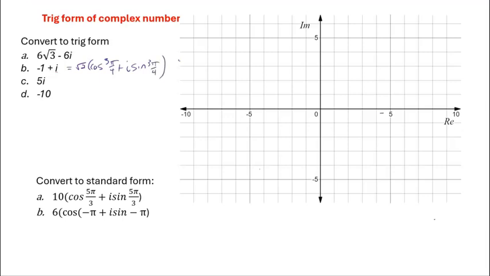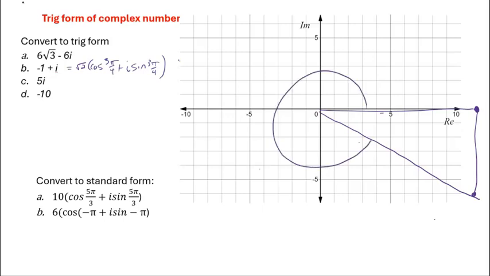Okay, how about this? 6 root 3, that would be root 3, 1.7. It's probably going to be off my graph here a little bit, so that's okay though. Minus 6 would be here. I'm just drawing a triangle. It's all right triangle trig. It's all trig we've done before. If I want the trig version of this, I just need to figure out this angle and this distance. I'll call it mod z. Okay, and we've done all that before.